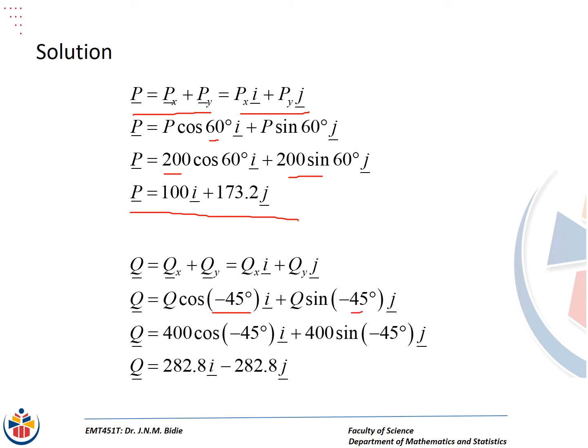So the x component will be 400 cos of negative 45 degrees, and the y component is 400 sine of negative 45 degrees. Please don't forget to write i and j, because all you did here was to write those vectors in an analytic manner. They are still vectors, so they have components. So Q has x component 282.8 and y component negative 282.8. So i and j must feature in the solutions.